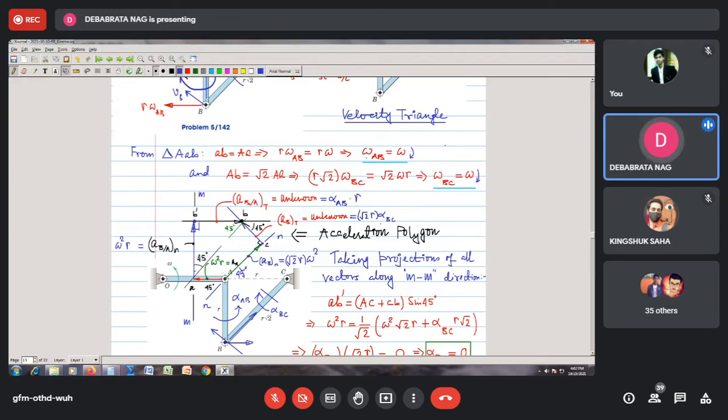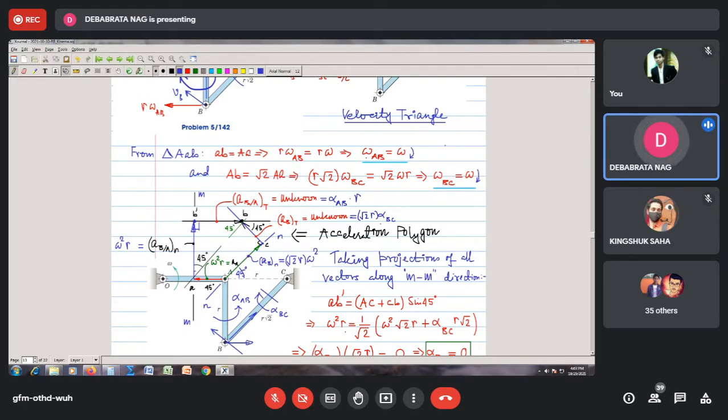Therefore I write that AB dash should be equal to, where is A? This is A and this is B dash. So AB dash must be equal to (AC plus CB) sine 45 degrees. Now this vector is not having any component to this, as well as this vector is not having any component to this. So two vectors automatically get eliminated, and I have only this vector living with me. So AB dash is equal to (AC plus CB) sine 45 degrees.